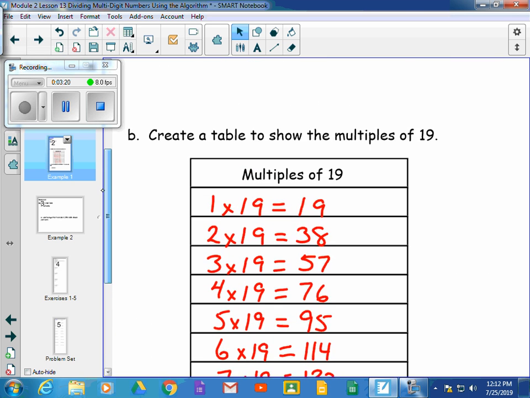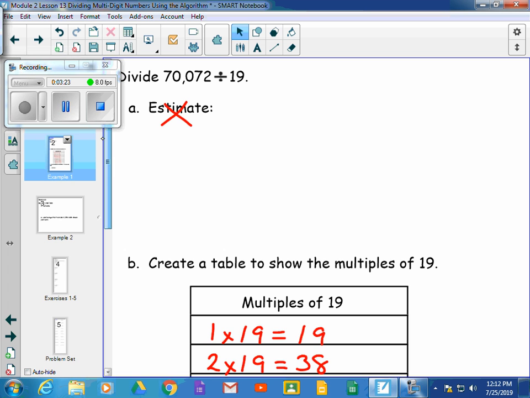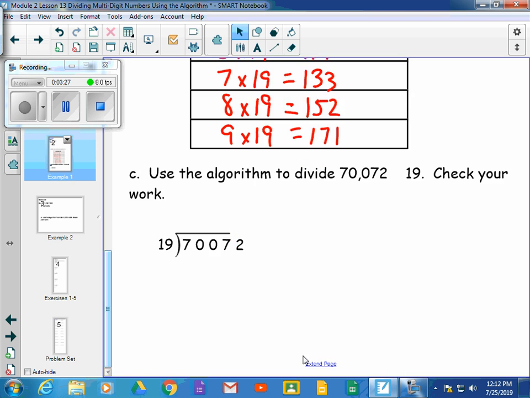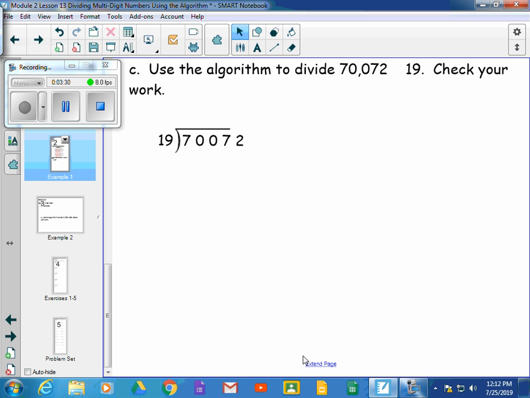Now, notice from the original problem, the dividend, the first number, will go inside the bracket. The divisor, the second number, goes outside the bracket. And just for review's sake, remember the dividend, the number inside the bracket, represents the total. The divisor, the number outside the bracket, represents how big each group is going to be. Basically what we're finding is how many groups of 19 go into 70,072.